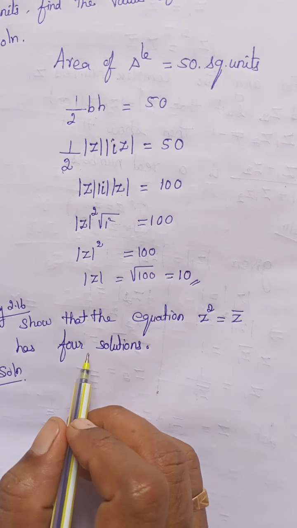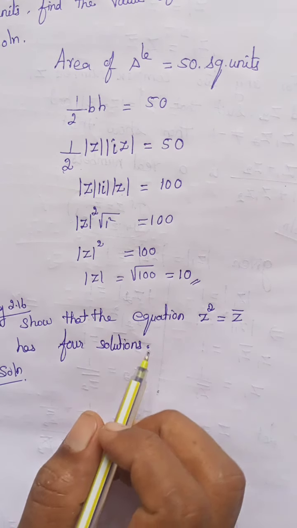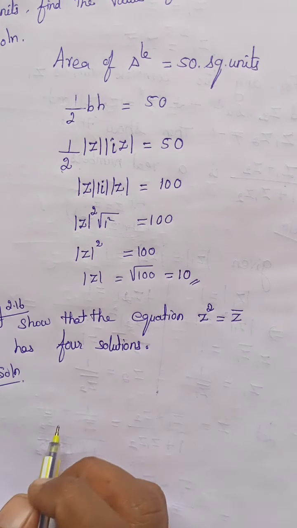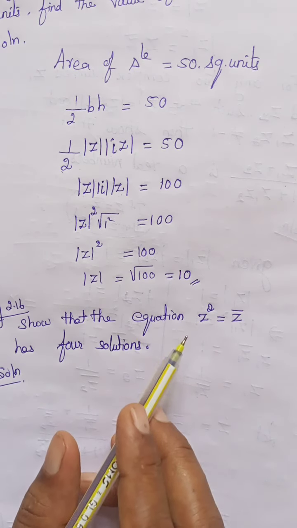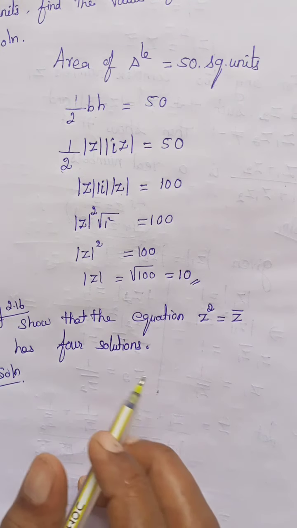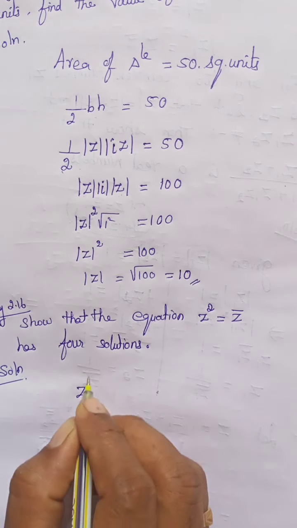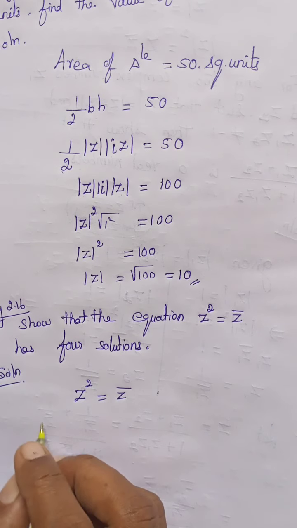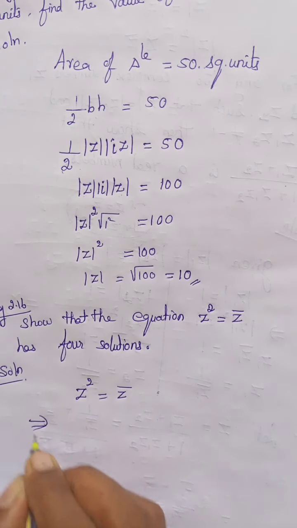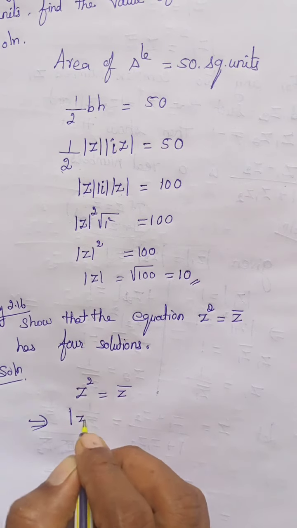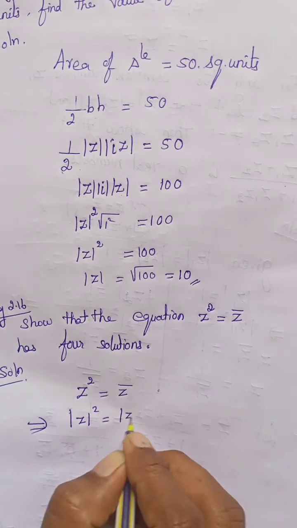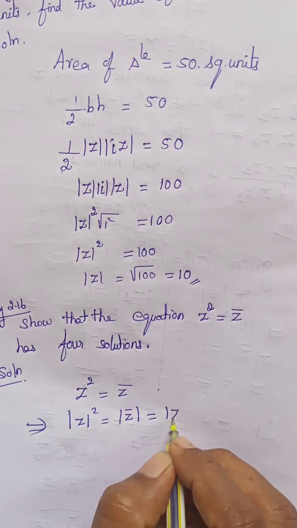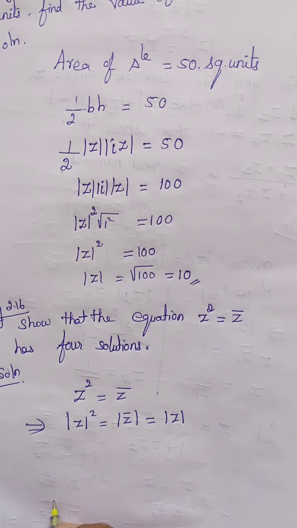Example 2.16. Show that the equation Z square equal to Z bar has 4 solutions. This equation has 4 solutions, that we have to prove. I am taking Z square is equal to Z bar. This is what we have, isn't it? Take the modulus on both sides. So we get modulus Z the whole square equal to modulus Z bar, or modulus Z bar is equal to modulus Z, isn't it?